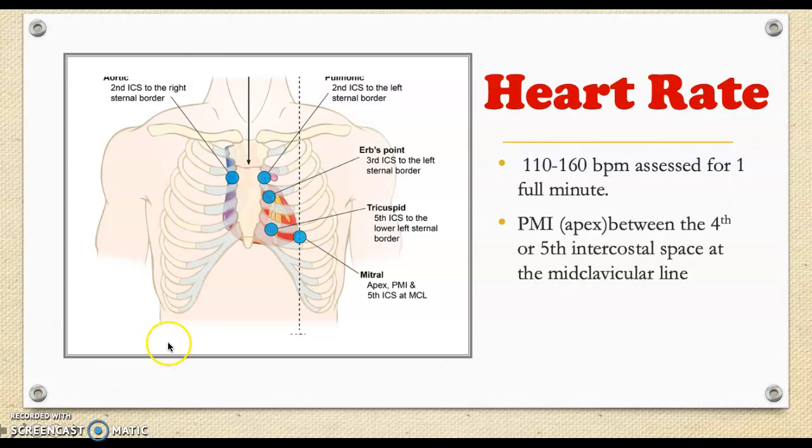We want to listen to the baby at the PMI, or point of maximal impulse, right here. It's the apex. It's between the 4th and 5th intercostal. You can see it right there. It's just right where that left ventricle kind of comes out. And it's where you will hear the heart rate the best.